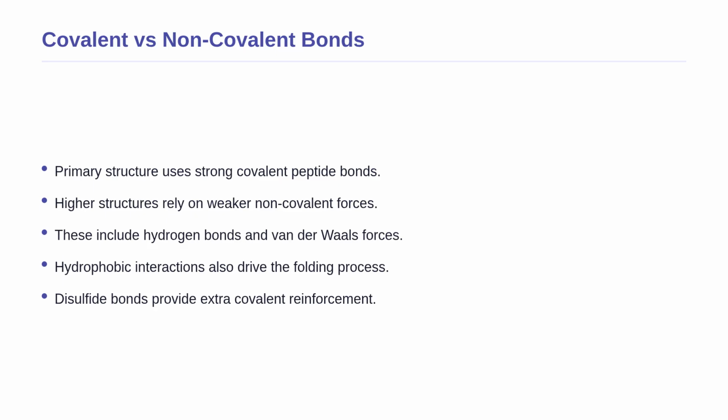Additionally, strong covalent disulfide bonds can form between specific cysteine residues to provide extra structural reinforcement. It is the cumulative power of thousands of these weak interactions that truly dictates the final folded form of the protein.